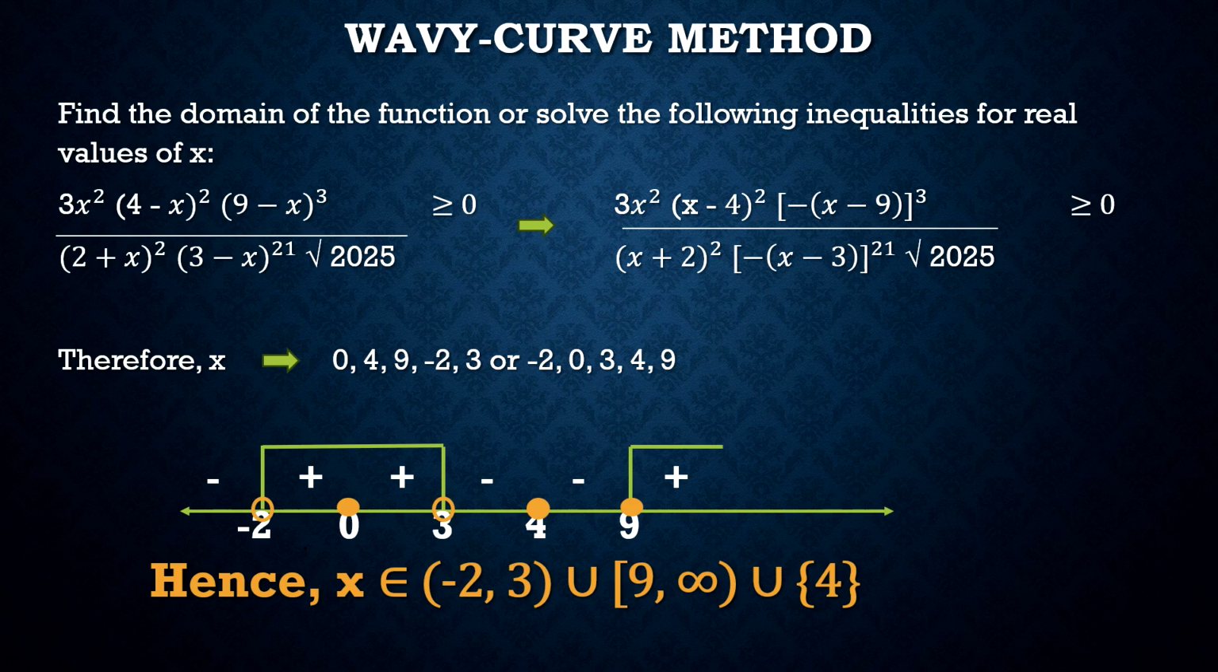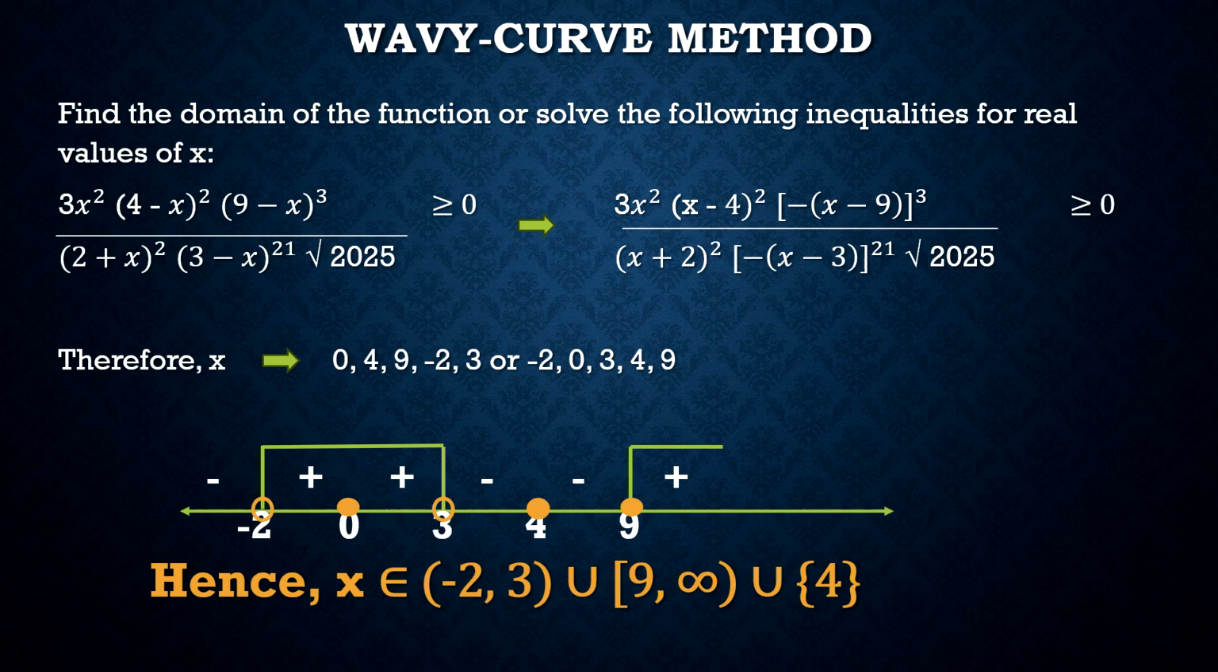Now remember over here, whenever we need to find the values of x, first thing is 3 in the numerator and root of 2025 in the denominator. That is not going to make any difference because we need to find the value of x for the given inequality after equating it to 0. So first thing is simplify the given inequality.